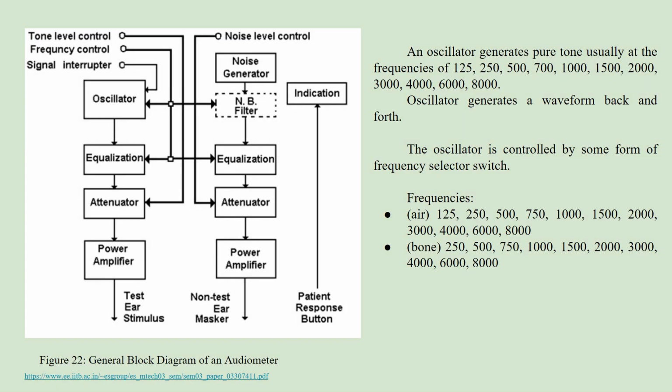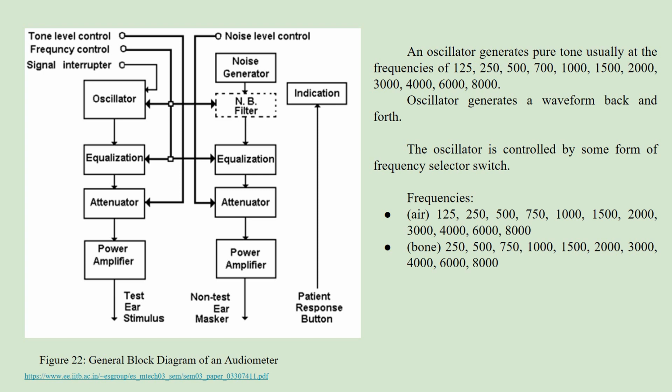And now we begin with an oscillator. In figure 22, you can see a general block diagram of an audiometer. And to generate a noise, we start with an oscillator. An oscillator generates pure tone usually at the frequencies of 125, 250, 500, 700, 1000, 1500, 2000, 3000, 4000, 6000 and 8000. So what was the pure tone sound as we saw earlier?